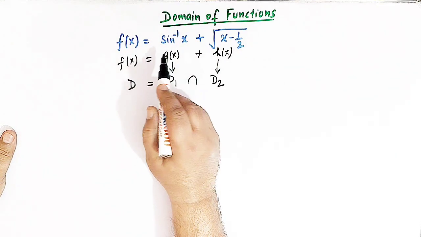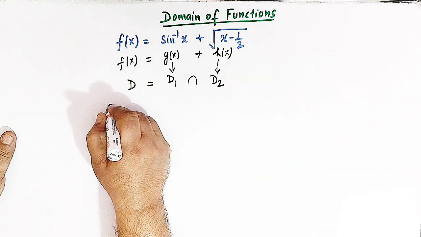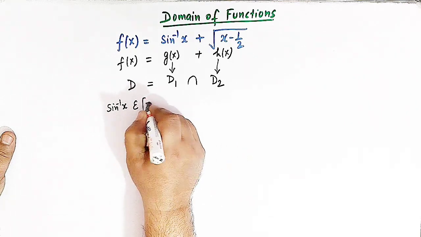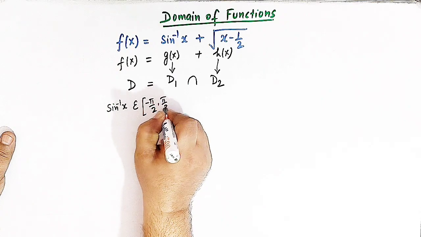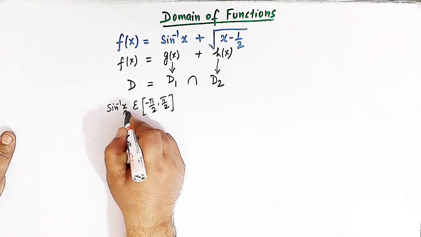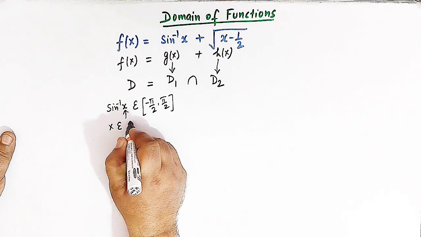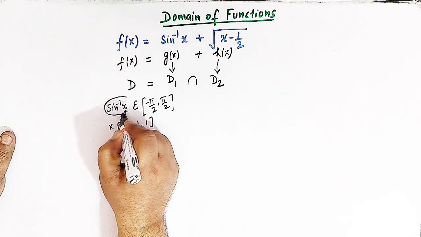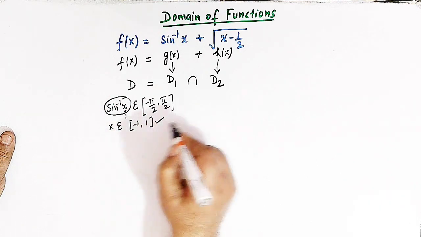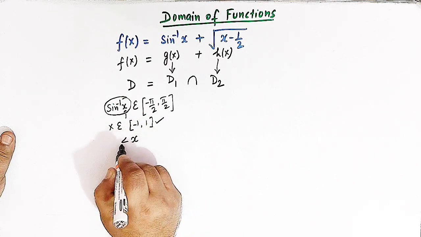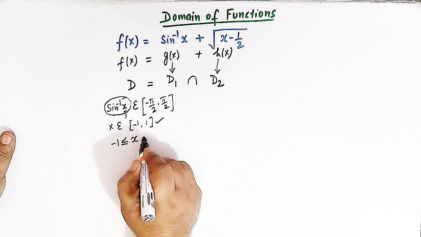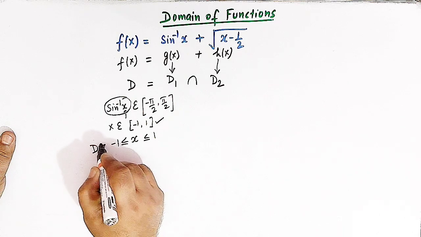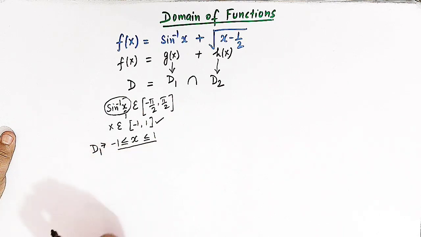So now from the inverse trigonometric functions, we know that sine inverse x belongs to the interval from minus pi by 2 to pi by 2, right? And whenever this x belongs to the interval minus 1 to 1, right? So the domain of sine inverse x is given by this interval, which can also be written like this: x is greater than or equal to minus 1 but less than or equal to 1, right? So d1 is given by this inequality, right?